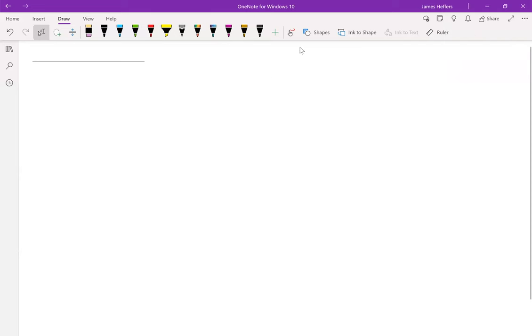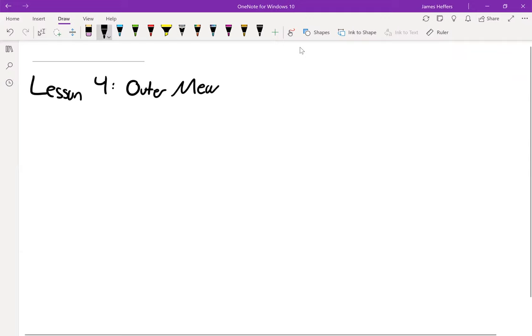Today, we are going to talk about outer measures. And outer measures are going to be a method in which we can take something that's a little weaker than a measure, like we talked about last time, and build it into a measure. So let's get started. So our topic is outer measures.